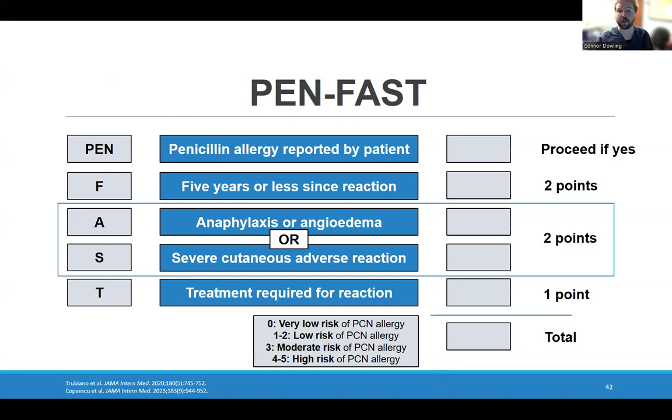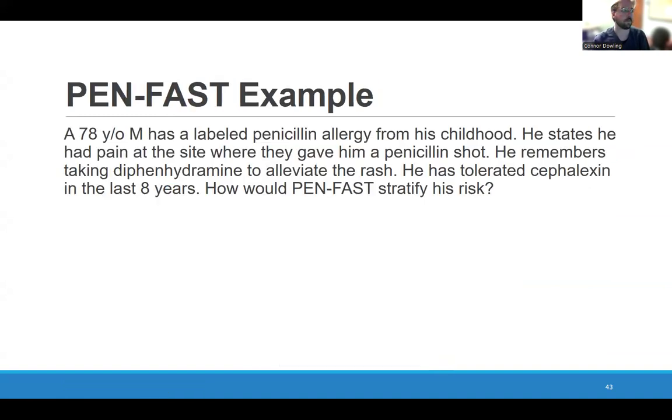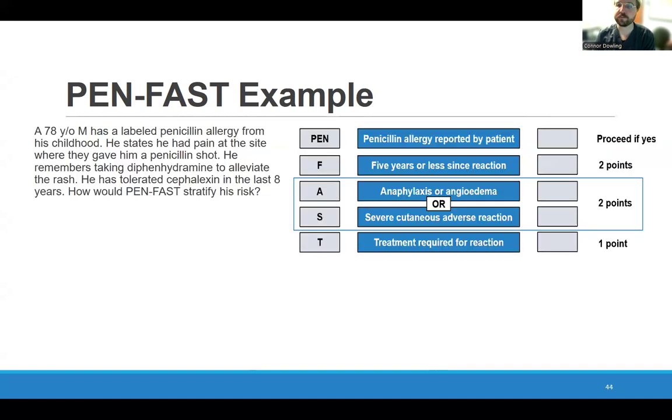But just as a way to quickly give an example of how this is done in practice. So this 78-year-old male has a labeled penicillin allergy from his childhood. He states he had pain at the site where they gave him a penicillin shot, and he remembers taking diphenhydramine to alleviate the rash. He has tolerated cephalexin in the last 8 years, however. How would PEN-FAST stratify his risk of penicillin allergy?